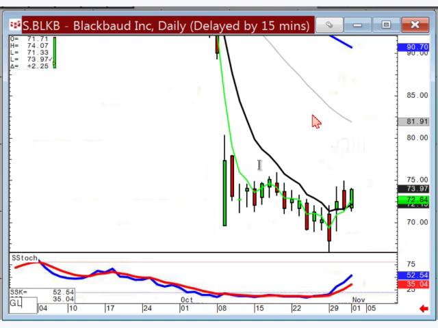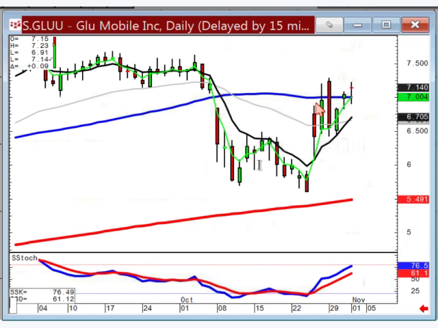Glue, we already did. Glue's got the setup for a bobble breakout. I thought after hours it was trading up here, but there's your J-hook pattern right there at the 50, giving you a high probability that you're going to have more upside.